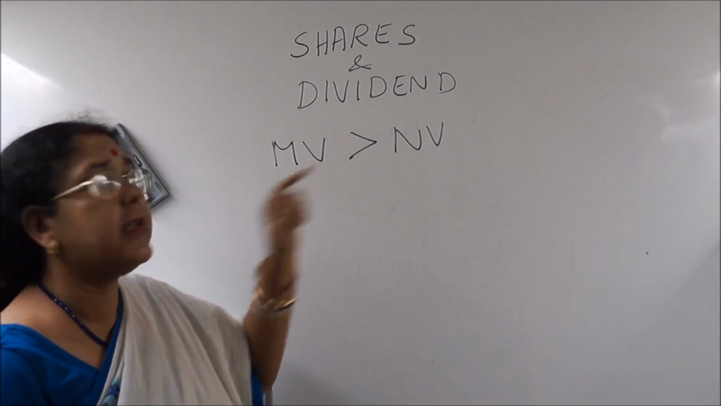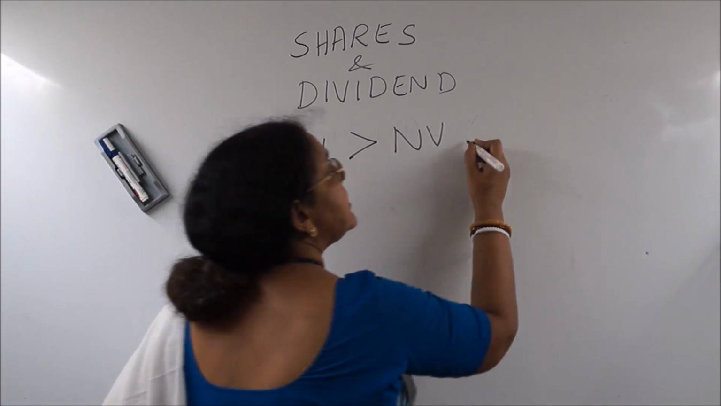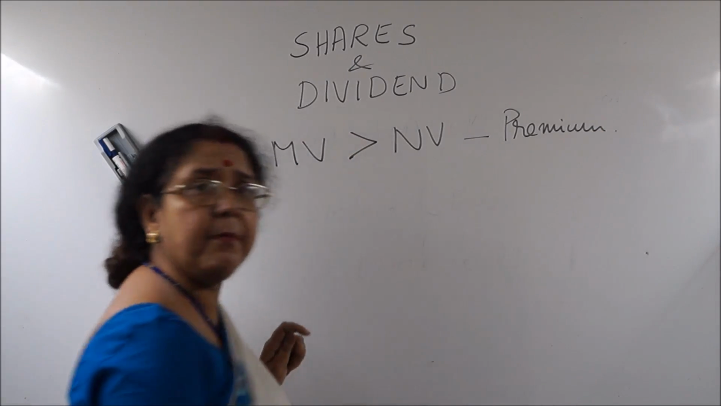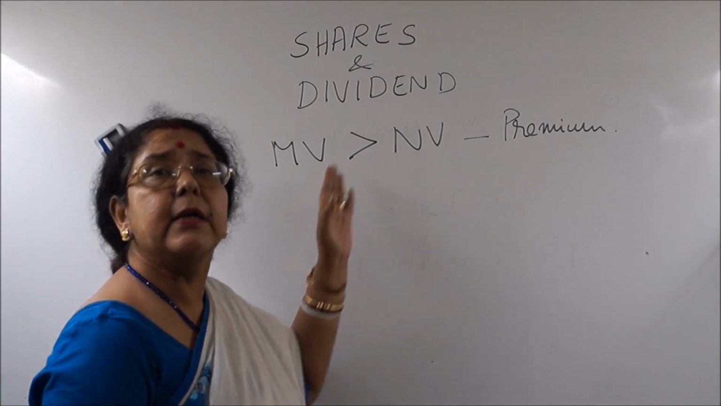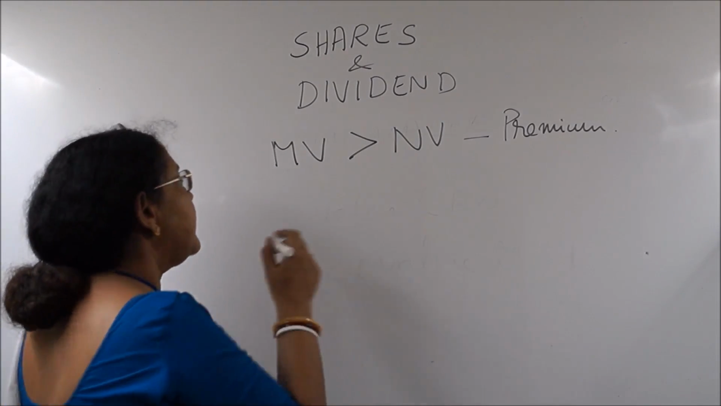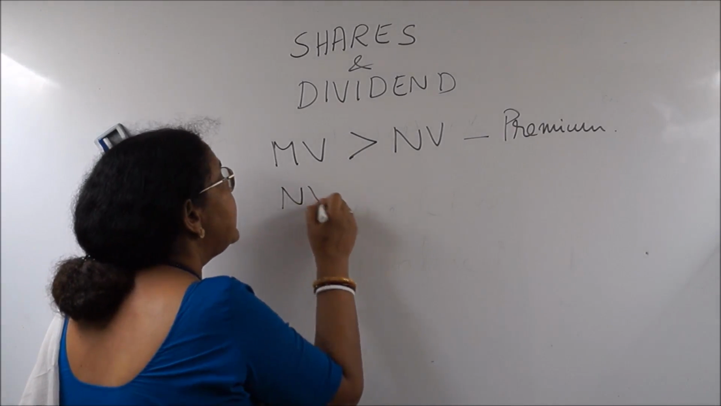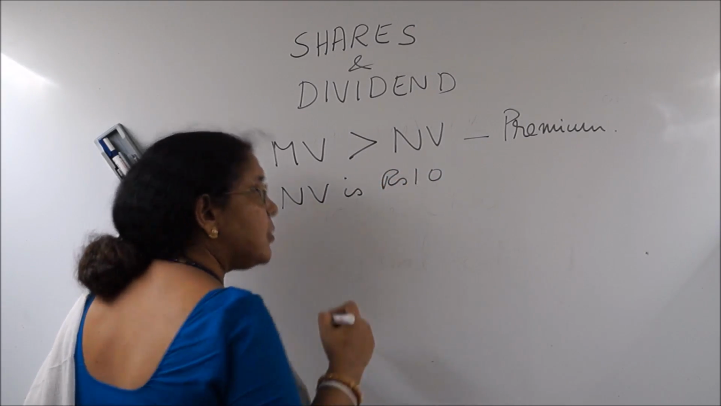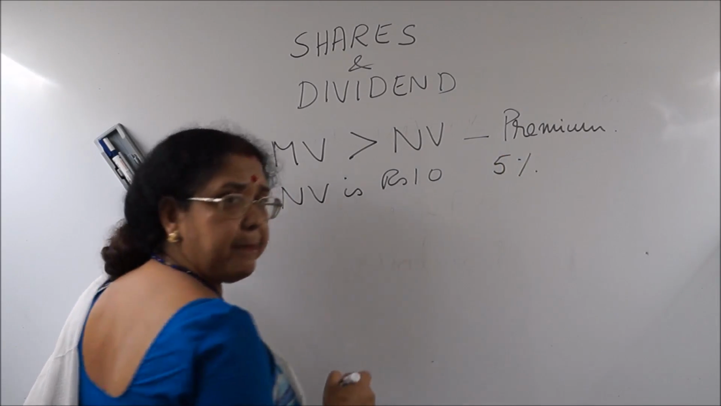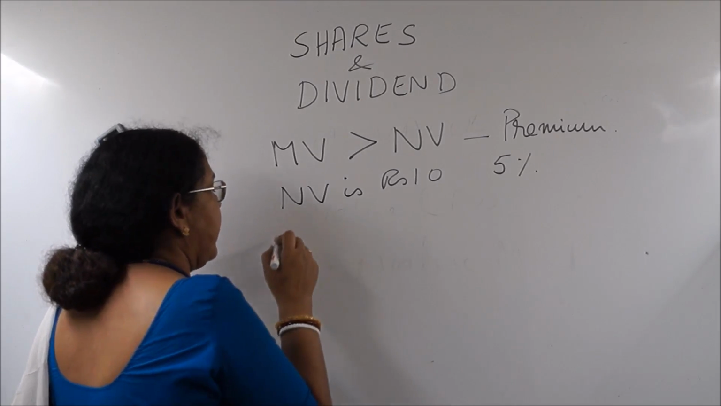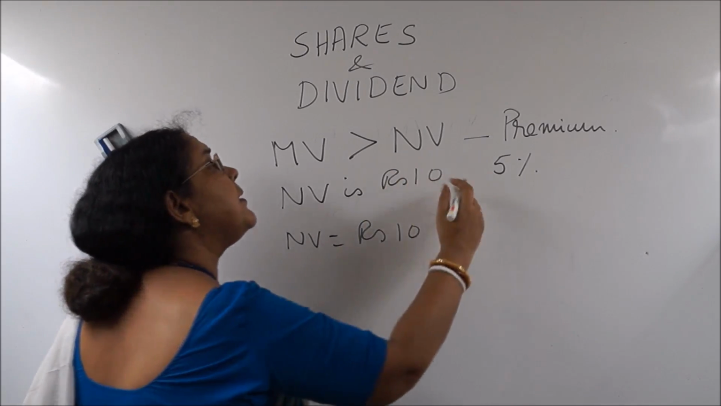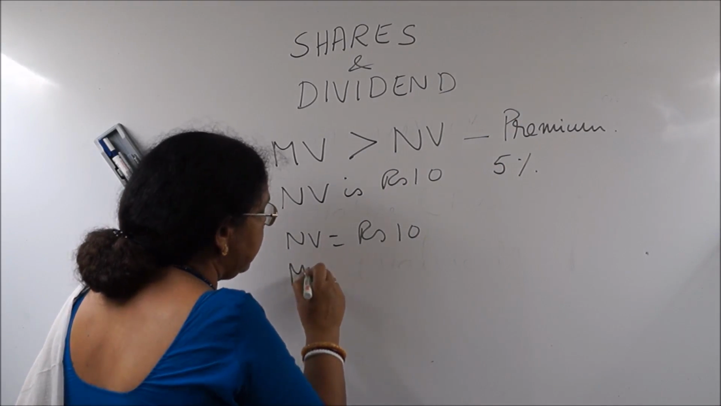Now when the market value is greater than nominal value, we say shares are sold at premium. We say shares are sold at premium, means the market value of the shares is greater than the nominal value. Now for example, if we say that the shares of a company whose nominal value is rupees 10 are sold at a premium of 5%. So it means that nominal value of the shares is rupees 10 and they are sold at a premium of 5%. Means what will be the market value?